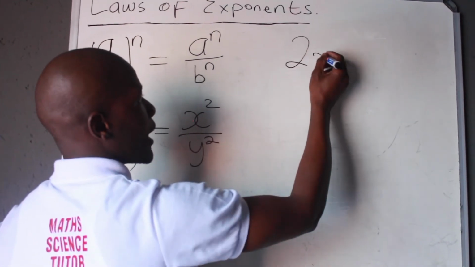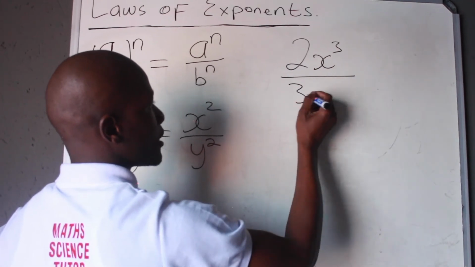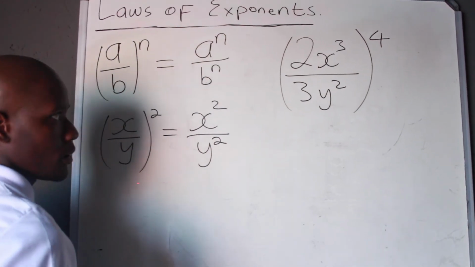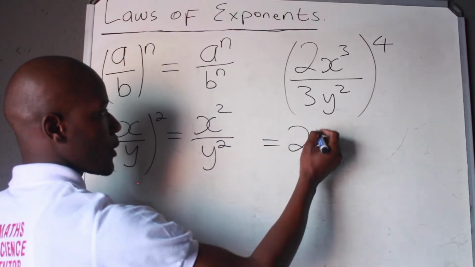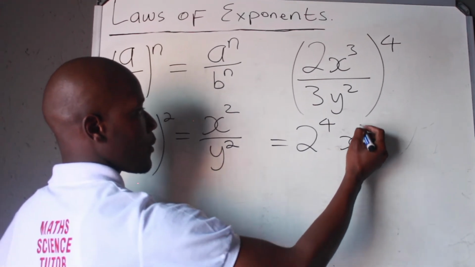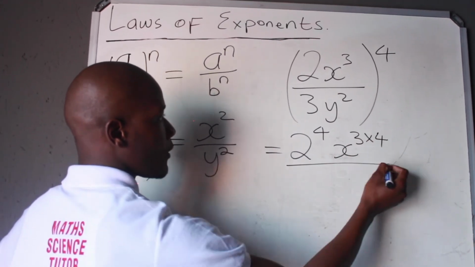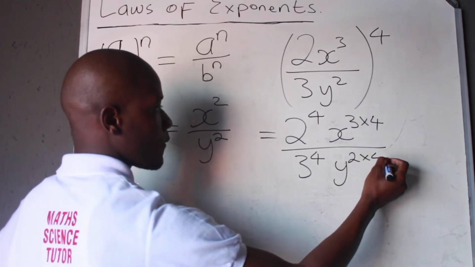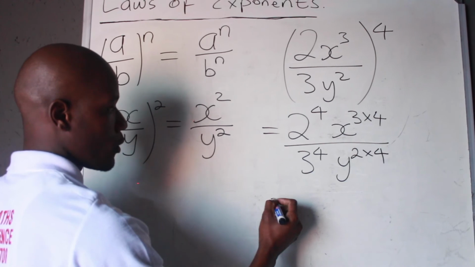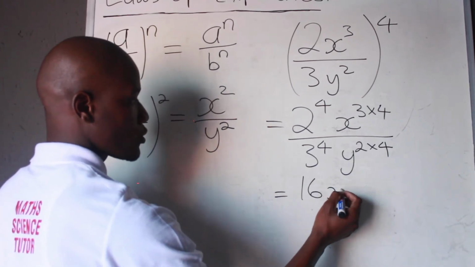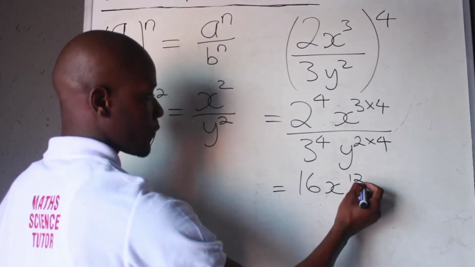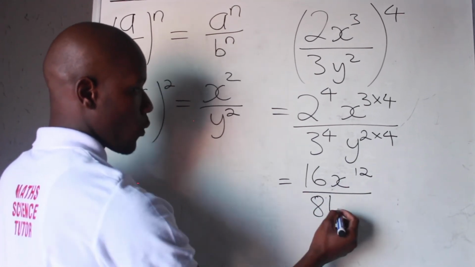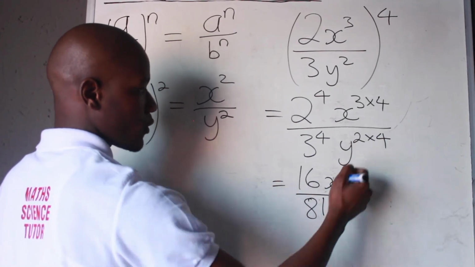So 2x cubed over 3y squared all raised to the power 4 is going to be 2 to the power 4 x to the power 3 times 4 over 3 to the power 4 y to the power 2 times 4. So 2 to the power 4 is 16. X to the power 3 times 4 is 12. Divided by 3 to the power 4 is 81. Y to the power 2 times 4 is 8.